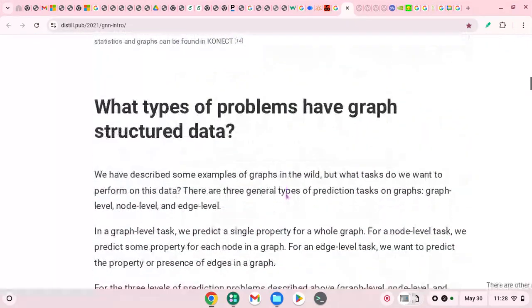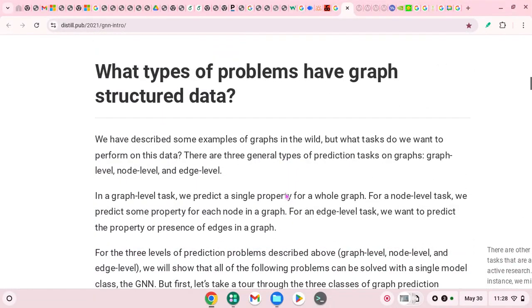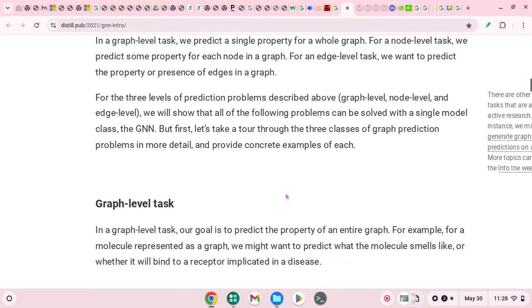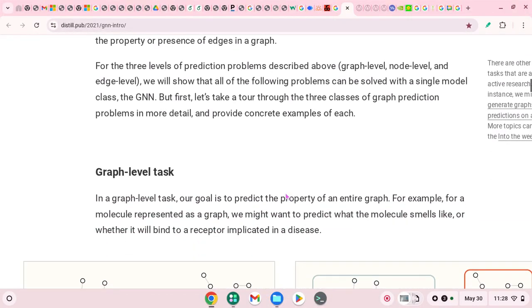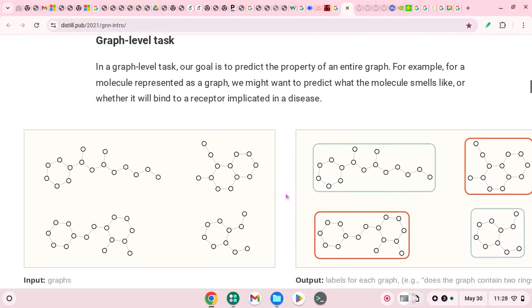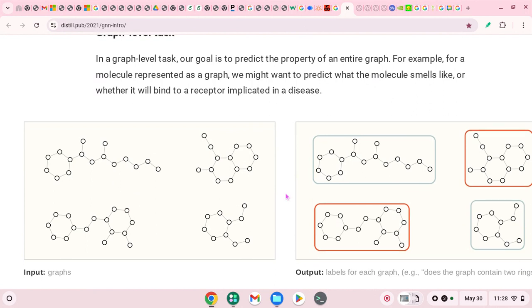So, what types of problems can this graphical structure give rise to in the real world? It can have three levels of task. One is the graph level task, for example, with molecular structures, we need to classify the different molecular graph structures, whether they have a particular number of rings or not. For example, this one, which are the molecules having 2 rings, and which are the molecules having less than 2 rings.